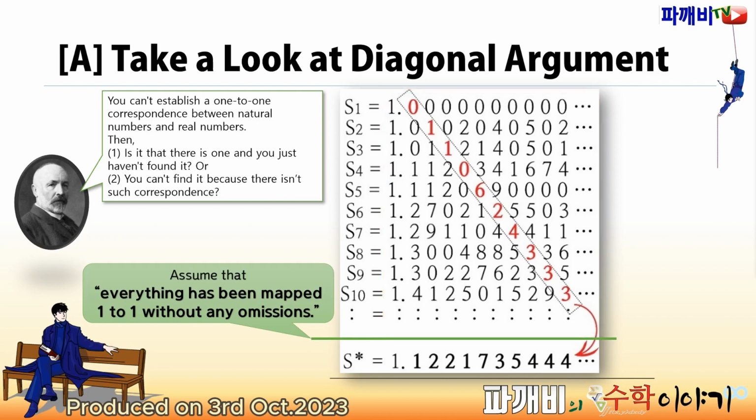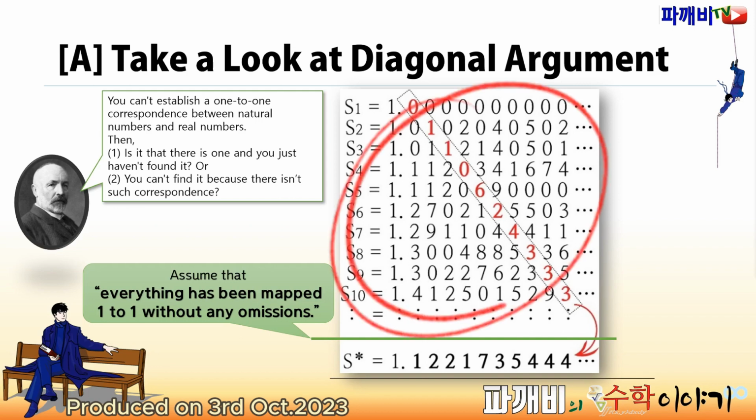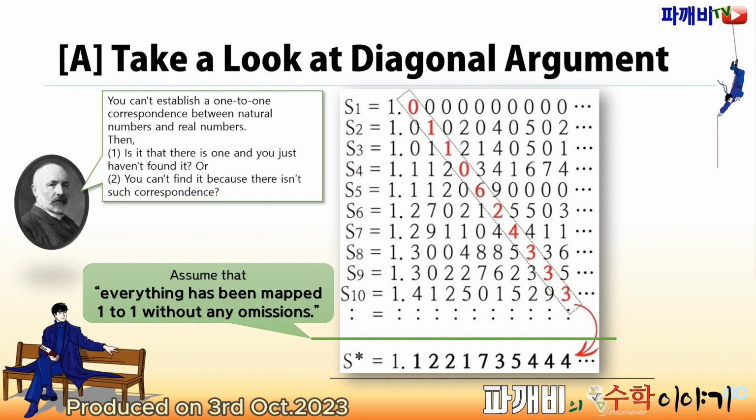That is, we assumed that there was a one-to-one correspondence with natural numbers, and now we identify the number that was not accounted for in that correspondence. The key is how to find it, and in this domain we transform the numbers diagonally to find it. That is this number.